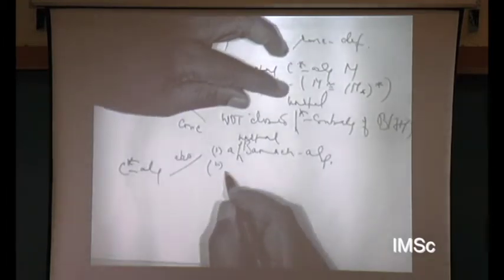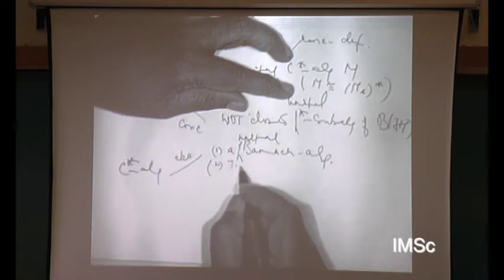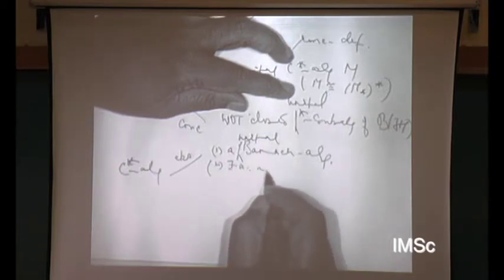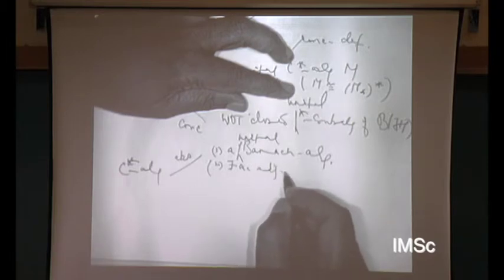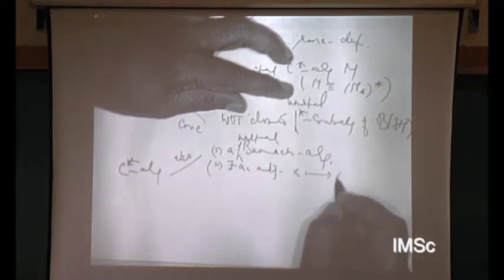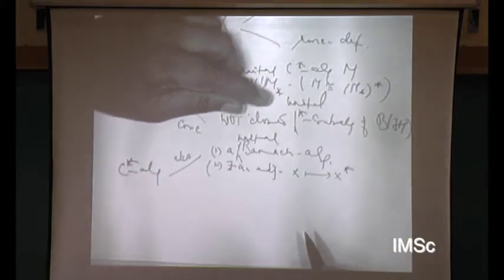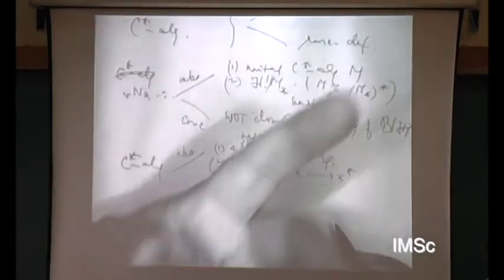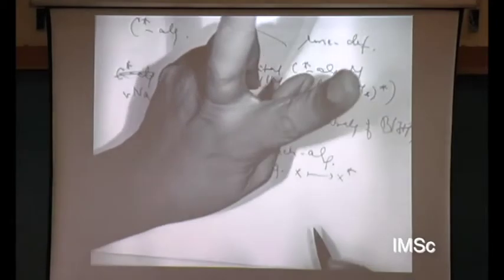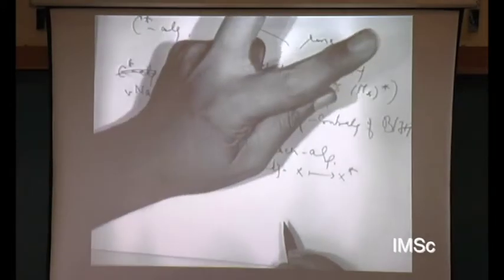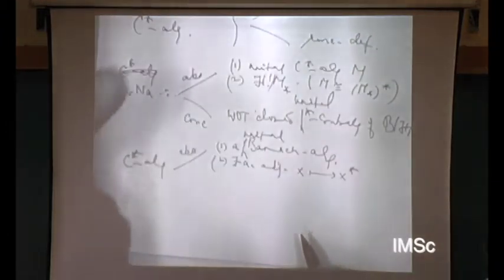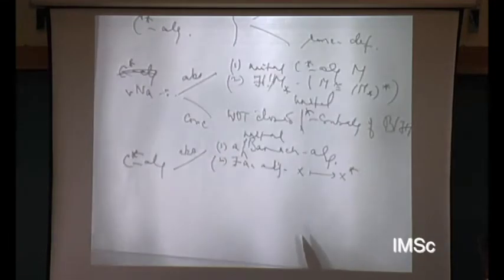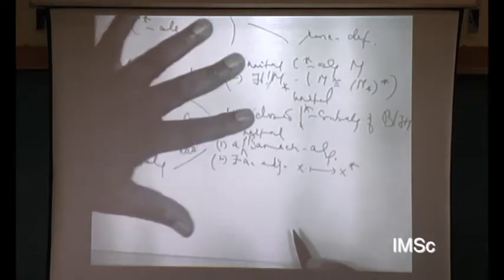And two, there exists an involution, an adjoint operation, which satisfies certain natural conditions. What is it? It is product reversing, it is additive, it is conjugate linear, and it is involutive. That means you do it twice, you get back to where you started. Right? These four algebraic properties you require.